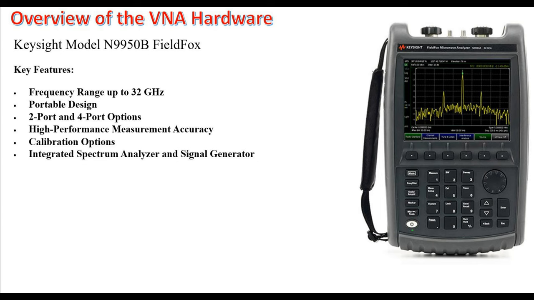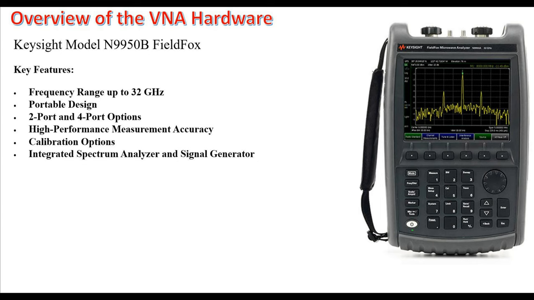The 32 GHz frequency range of this VNA makes it suitable for applications involving microwave frequencies and millimeter wave technologies. One of the standout features of the Keysight A995OB is its lightweight, rugged, and portable design. Unlike traditional lab VNAs, this model is ideal for field work, allowing you to perform accurate measurements on site, whether you're working on base stations, antennas, or microwave devices.